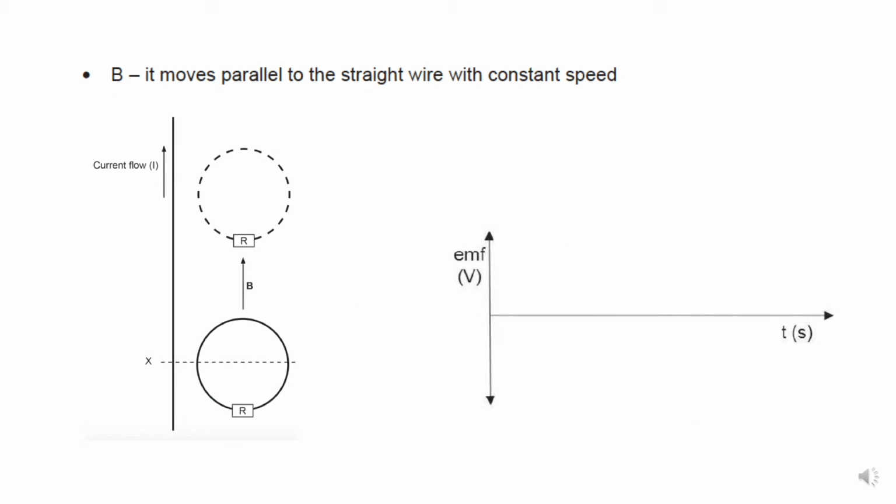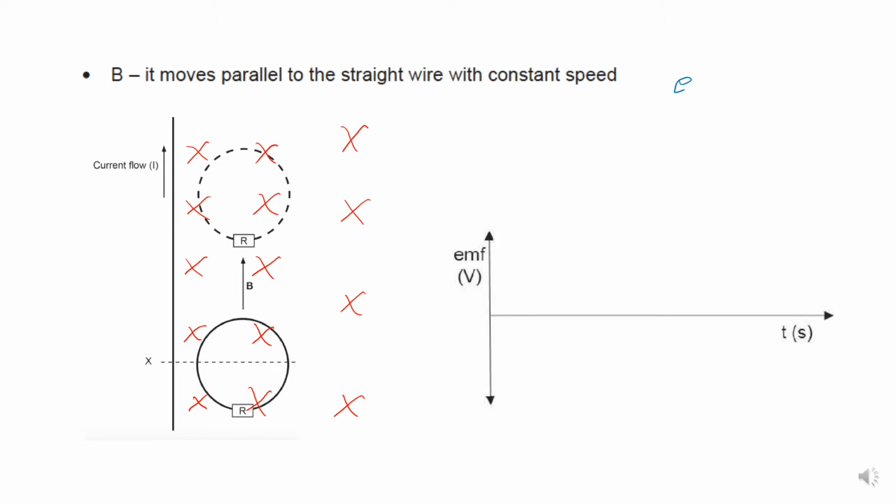In B, we see that the loop moves parallel to the straight wire at a constant speed. It's moving up. As the loop moves up, we remember that the magnetic field created by the current carrying conductor is uniform as you move up and down, but diminishing as you move left through to right. So in this situation, the loop, if it moves up or down only, it's not going to perceive a change in the magnetic field that's passing through it.